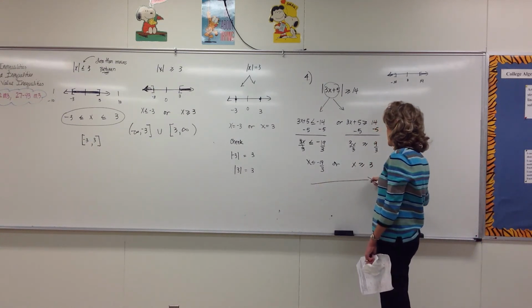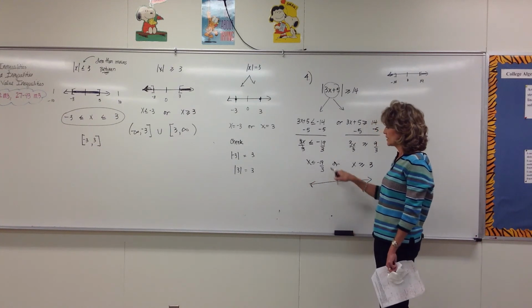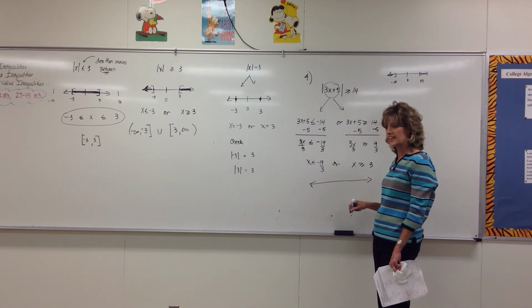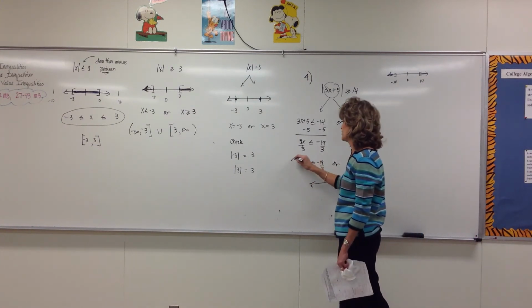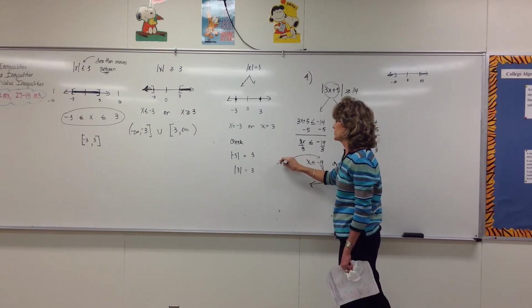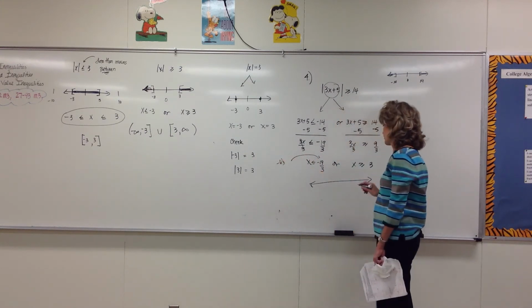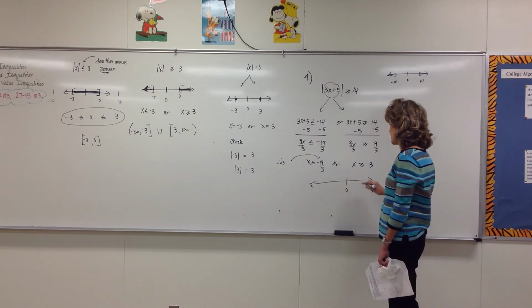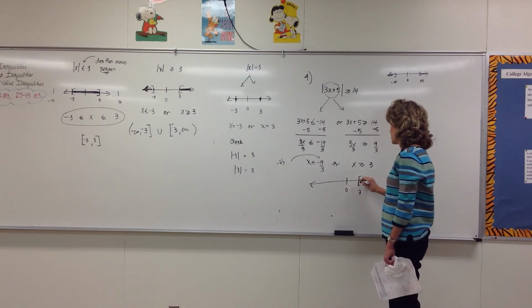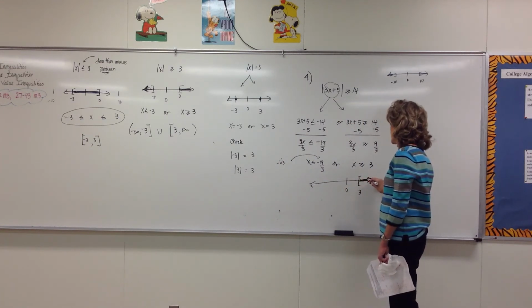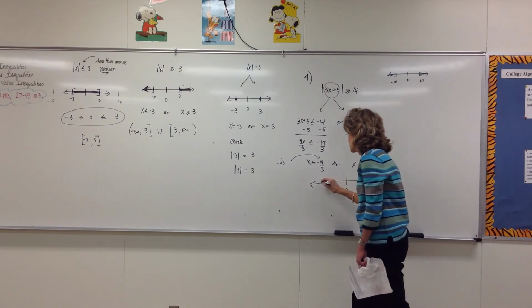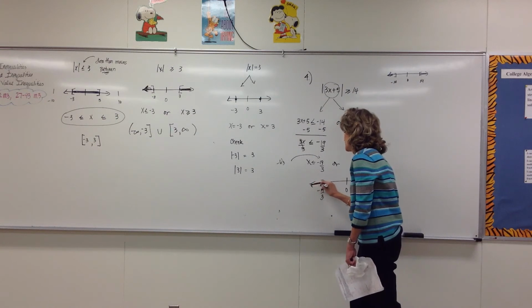So here is a picture of my final solution. -19 thirds, what's that? -6 1/3. So for graphing purposes, -6 1/3 or 3. So here's 0. I've got to be bigger than or equal to 3, or smaller than or equal to -19 thirds, -6 1/3.